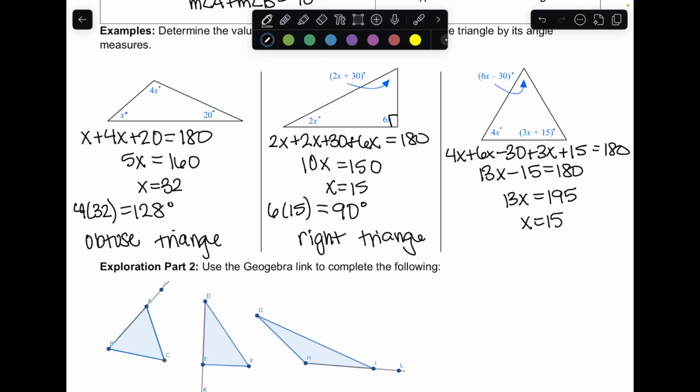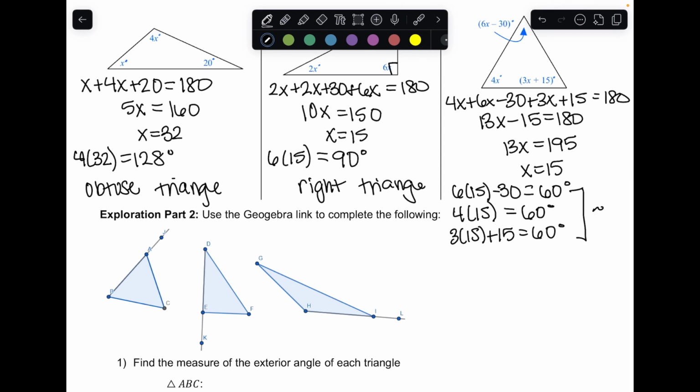This one is even especially more hard to tell which angle is bigger. So I'm just going to plug it into a random one. 6 times 15 minus 30, and see what it gets me back. In this case, that would get me 90 minus 30, which is 60. And actually, if you plug them into every angle measure, 4 times 15, that's 60. And 3 times 15 plus 15 is also 60. So that means all of my angles are congruent, which means this is an equiangular triangle with 3 congruent angles. So that's our first theorem.